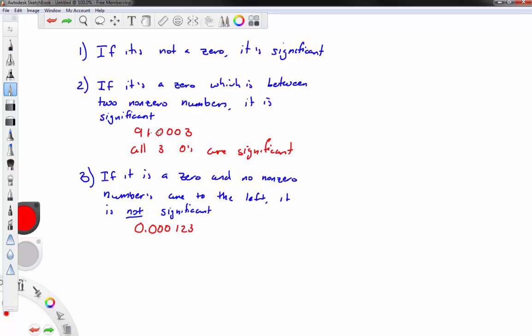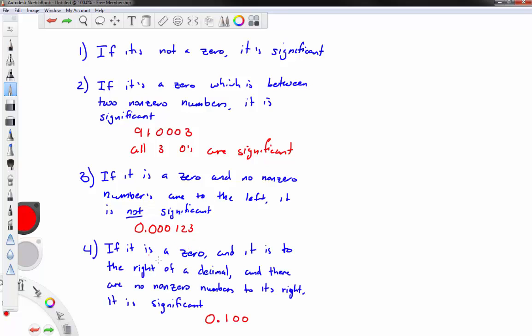So 910003, all 3 of these zeros are between a 1 and a 3, which are both non-zero, so these 3 are all significant. Third, if it is a 0 and there are no non-zero numbers to the left of it, then it's not significant. So 0.000. Everything to the left of each of these is zeros. So these are not significant. They're just there to locate the decimal point.